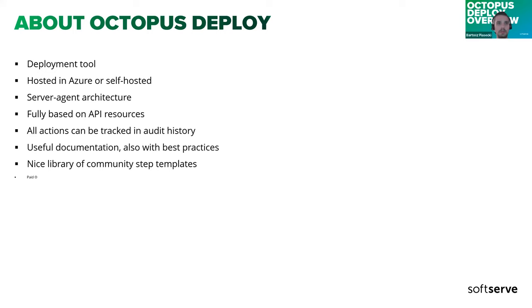There is pretty useful documentation. And one thing that I think is nice is that the Octopus company provides some best practices when using Octopus Deploy. And I know they gather a lot of feedback from their users, so that they know how their customers use Octopus Deploy, and they try to fit their deployment methods to that. There is also quite a good library of community step templates that you can use, so other members of the Octopus Deploy community prepare some step templates. You can use them. You can write your own ones and share them.